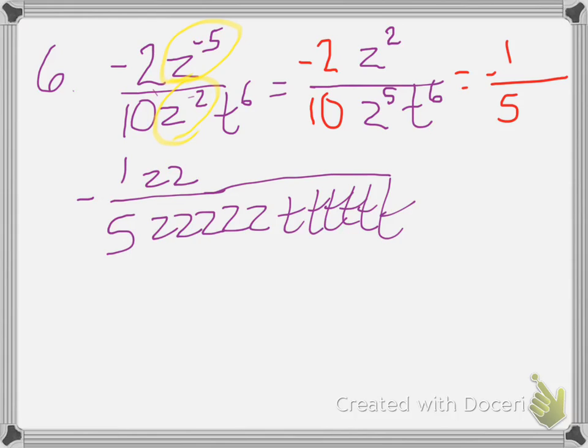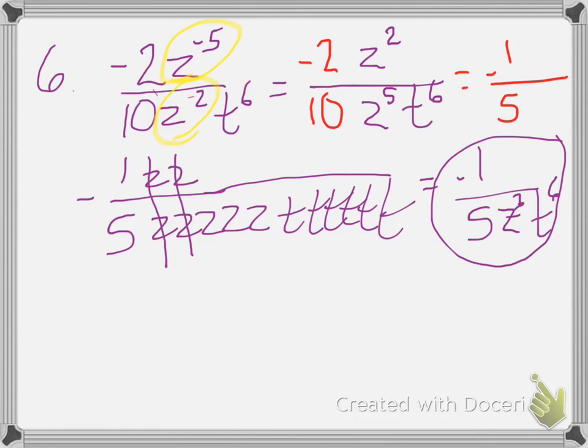So if I look at now canceling, these z's will cancel. And that's about all that will cancel. So I'll get negative 1 over 5. It doesn't matter where you put the negative, if you put it on the 1 or the 5 or out front. I get 3 z's on the bottom. That's a 3. And 6 t's on the bottom also. So that's all I can do.